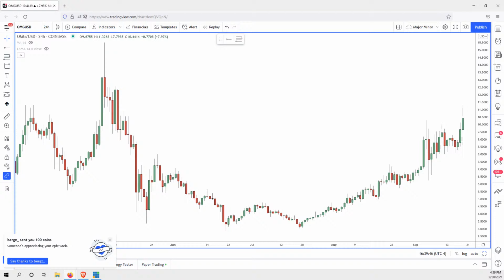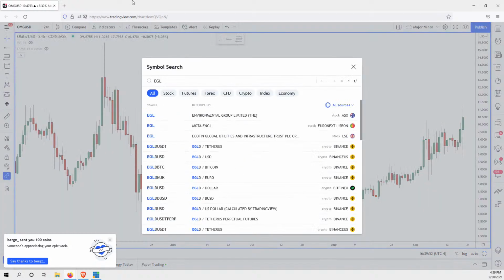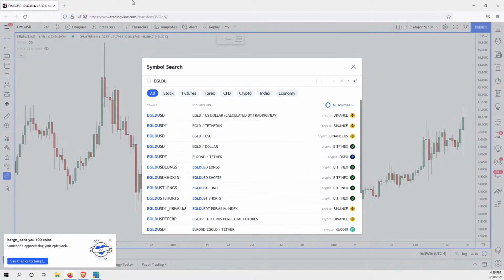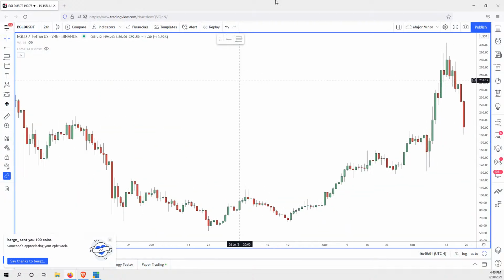Can you look at EGLD USDT? Okay, eGold, EGLD USDT. Oh yeah, all right.